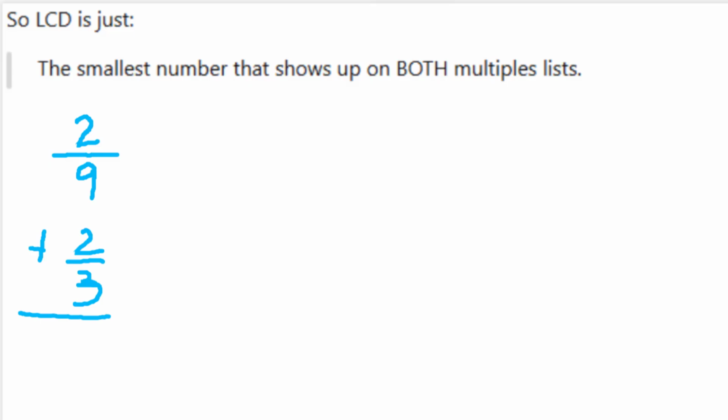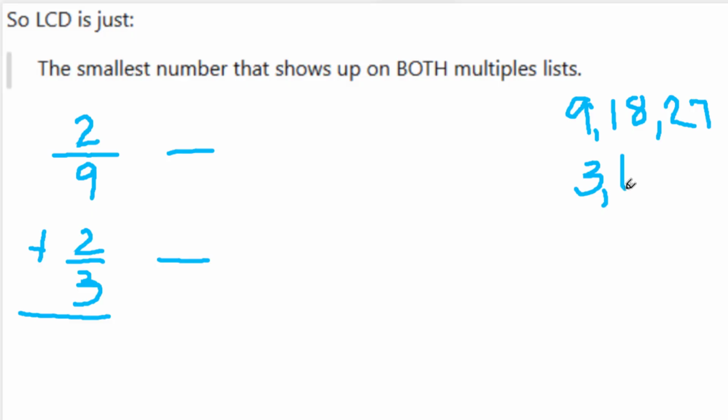Multiples are counting by. It's the answer when you're multiplying. Count by. So we're going to count by 9s because we need the lowest common denominator. We're looking for our lowest common multiple. We're going to count by 9s. We can go 9, 18. I'm only going to do 3 numbers, okay? 18 and 27. And then I'm going to count by 3s. That's my other denominator. And I want to find one that's common. 3, 6, 9, and 12. And if you keep going, you'll get 15 and then 18.